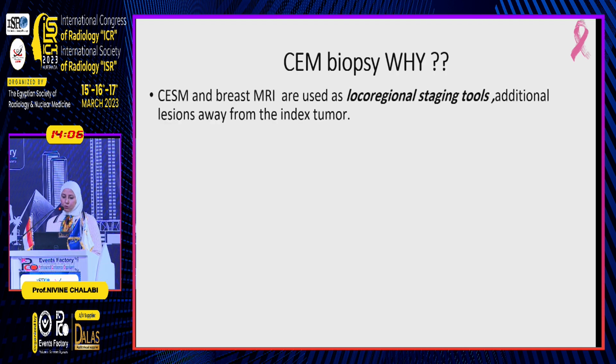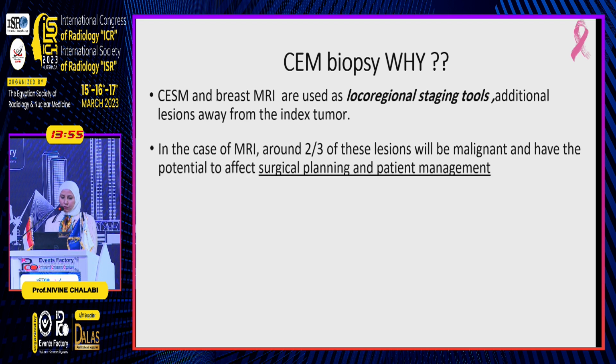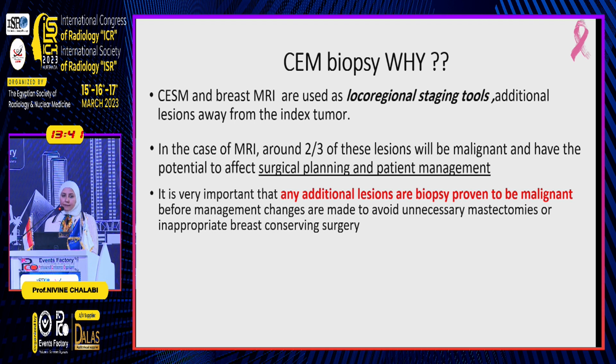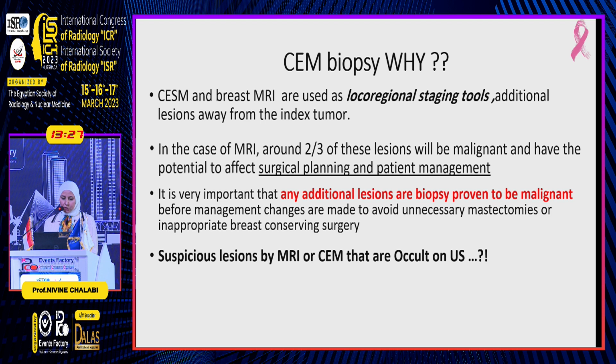Why do we do it? We do it with breast MRI, which are the contrast studies for locoregional staging and finding additional lesions away from the index tumor. In the case of MRI and spectral mammography, around 2/3 of these lesions will be malignant and have the potential to affect the management plan of the patient. It is ultimately important that any additional lesions have to be biopsy proven as malignant before doing any alteration, or else we'll have unnecessary mastectomies or inappropriate breast conservation.